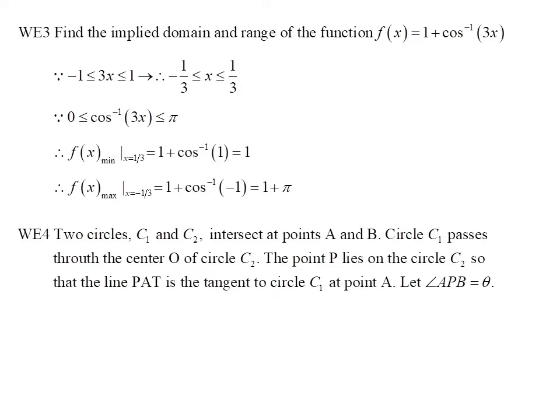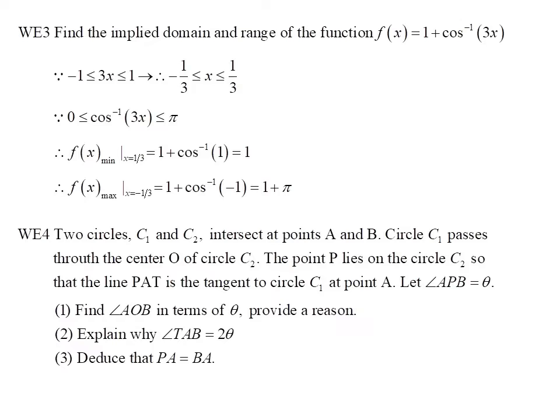Example 4 is a question related to circle geometry. There are two circles C1 and C2. They intersect at points A and B. Circle C1 passes through the center O of circle C2. The point P lies on the circle C2, so that the line PAT is the tangent to circle C1 at the point A. The angle APB equals theta. There are 3 questions in example 4.